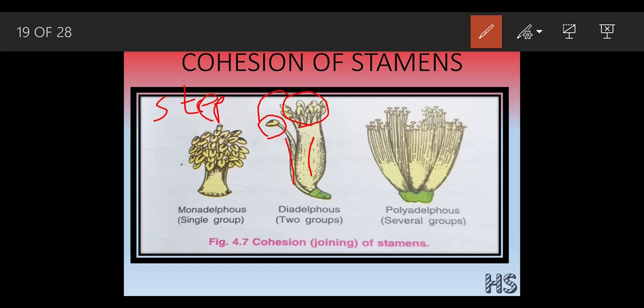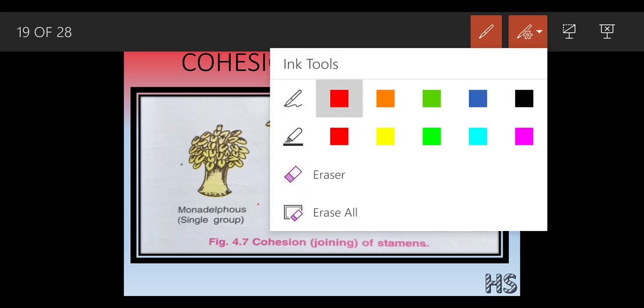So that is why they have given the name diadelphous. What does di mean? Di means two. What does adelphous mean? Right now I have written it for you. That means it is a group of brothers. Now let's move to the third case.